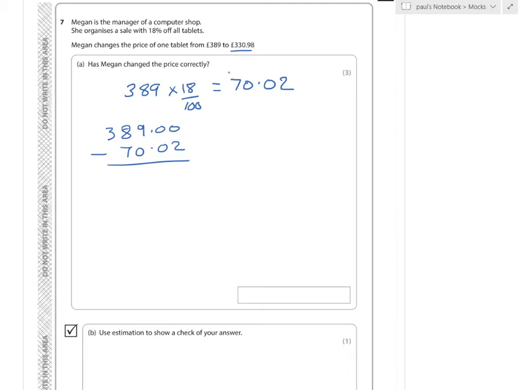So 389 minus 70.02 is 318.98. I don't think she's right. Let's have a look, see what they've got to say on question 7.